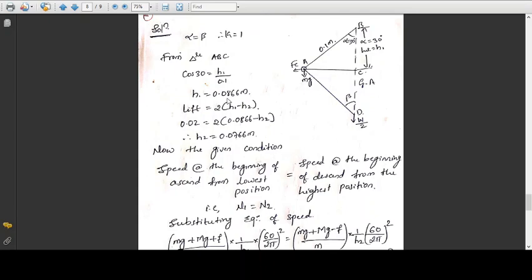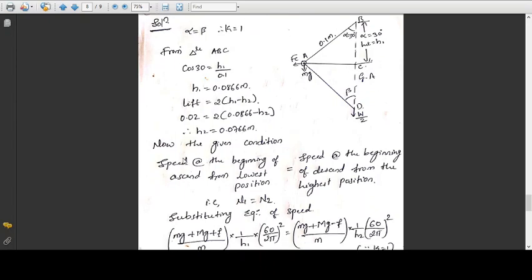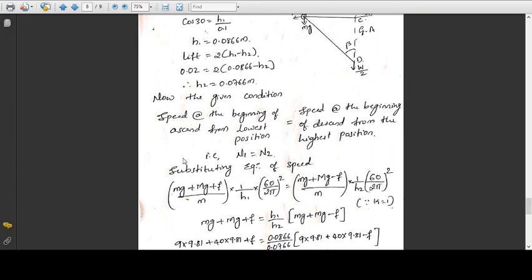So with the help of that given lift, we will try to calculate one more height, that is h2. The basic equation for lift is given by lift equal to 2 times (h1 minus h2). You know the value of lift, you already calculated h1. After substitution you will get the value of h2. So here we are getting h2 as 0.766 meter.